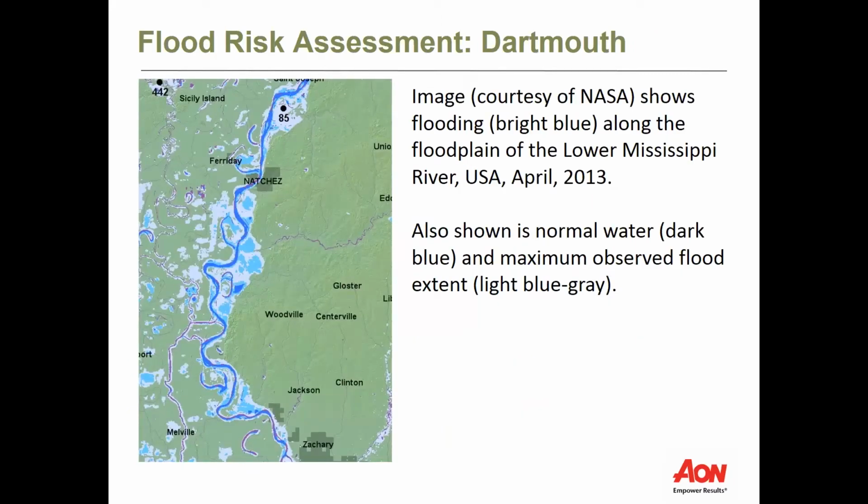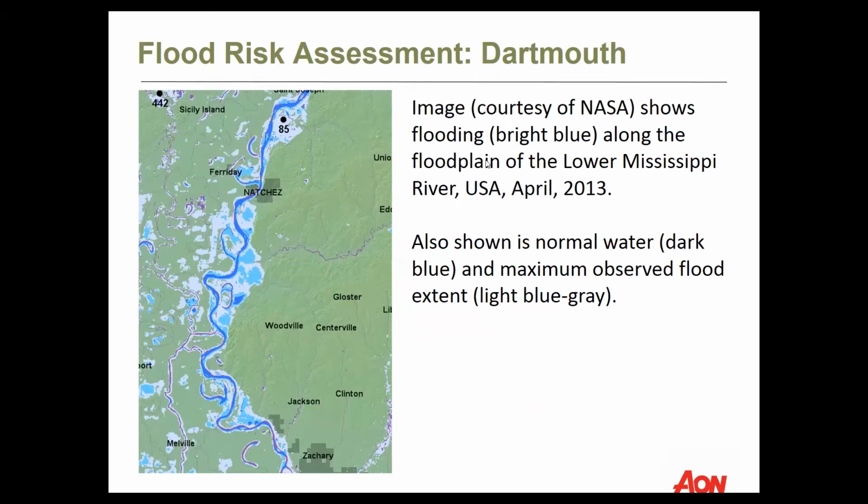So this is another one from Dartmouth, basically the normal flood. So here you've got the normal water in the darker blue. You've got the light blue, which is the current flooding, and then this grey area here is the maximum flood extent in history. So this gives you an idea.